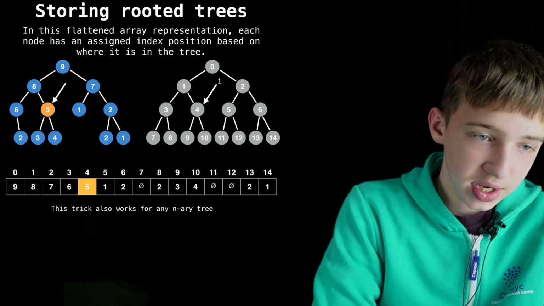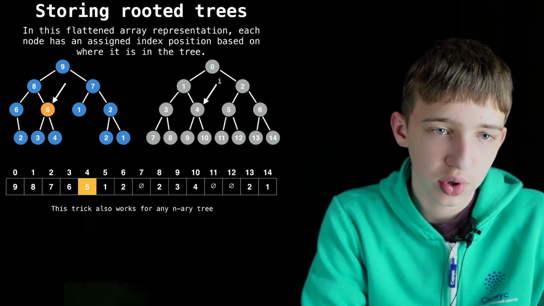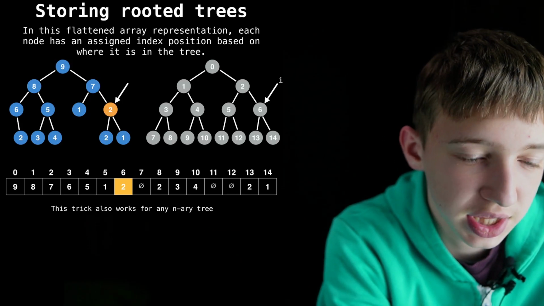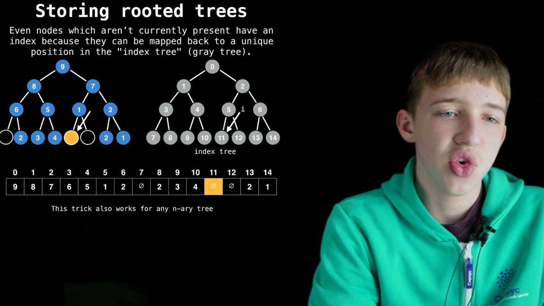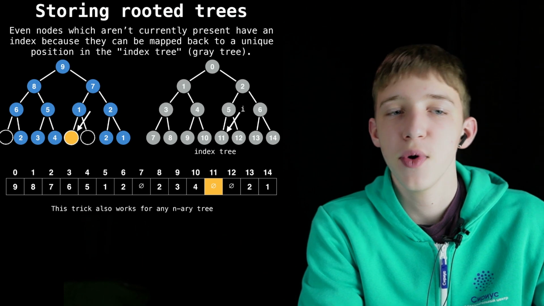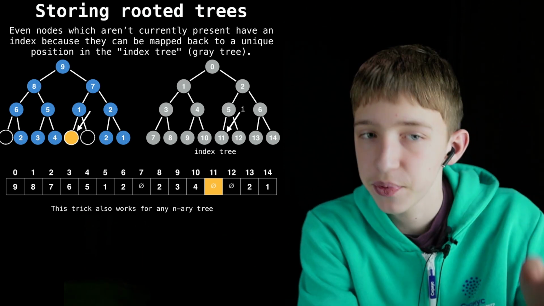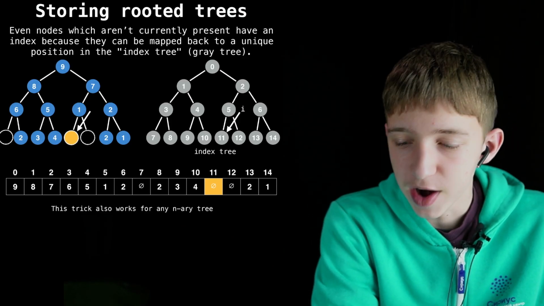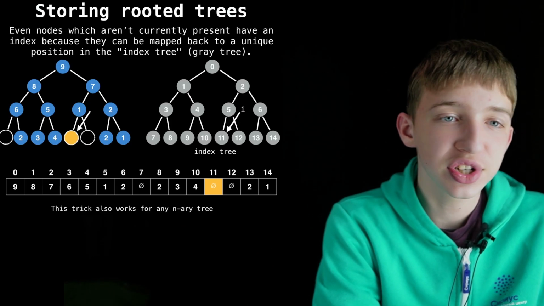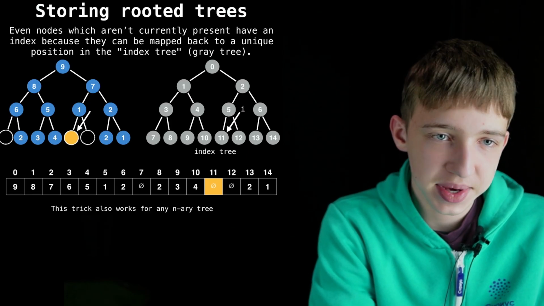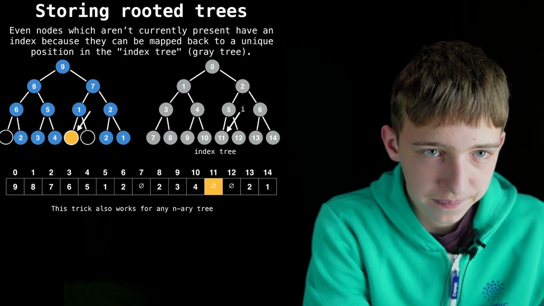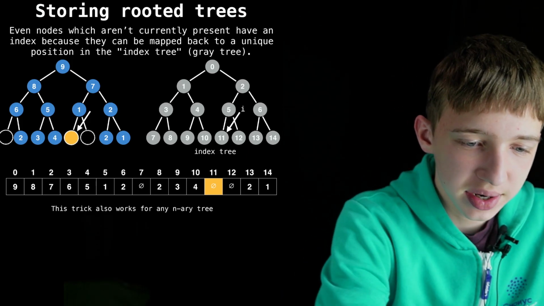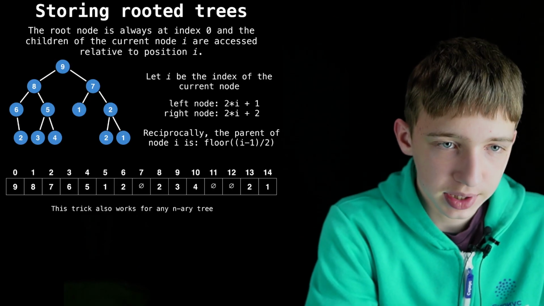And I want to show how to use this. For example, node 2 has the index of 6. Even nodes that are not currently present in the array, we can already map there. That is known as index trees. And the very important thing for storing rooted trees is these formulas. They are vital for this tree theory.